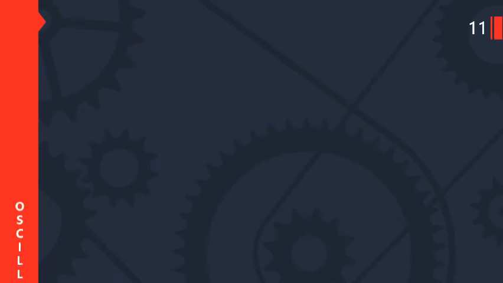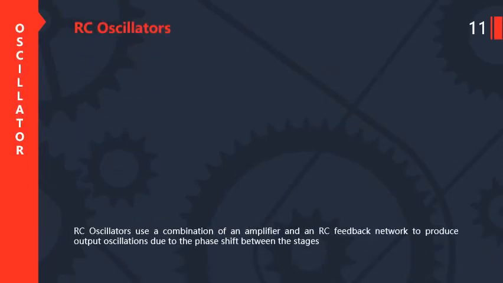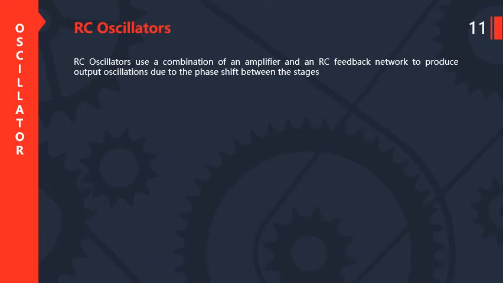The next topic is the RC oscillator circuit. It's a type of sinusoidal oscillator. RC oscillators use a combination of an amplifier and an RC feedback network to produce output oscillation due to the phase shift between the stages.